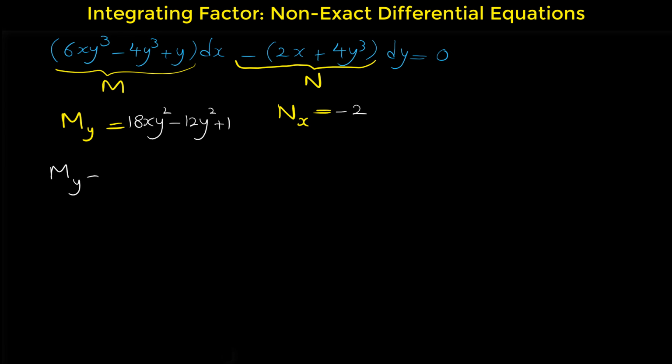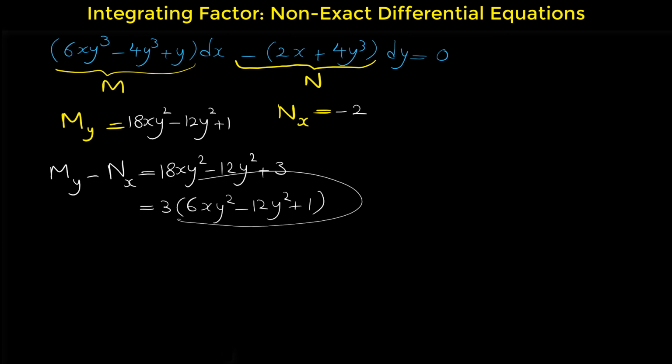For finding the integrating factor, it's always better to calculate this m sub y minus n sub x. This minus that. If we subtract this from that, we have 18xy squared minus 12y squared plus 1 minus negative 2, which we can write as plus 3. Note that all of these terms are a factor of 3. So if we factor 3 out, we have 6xy to the 2 minus 12y to the 2 plus 1.